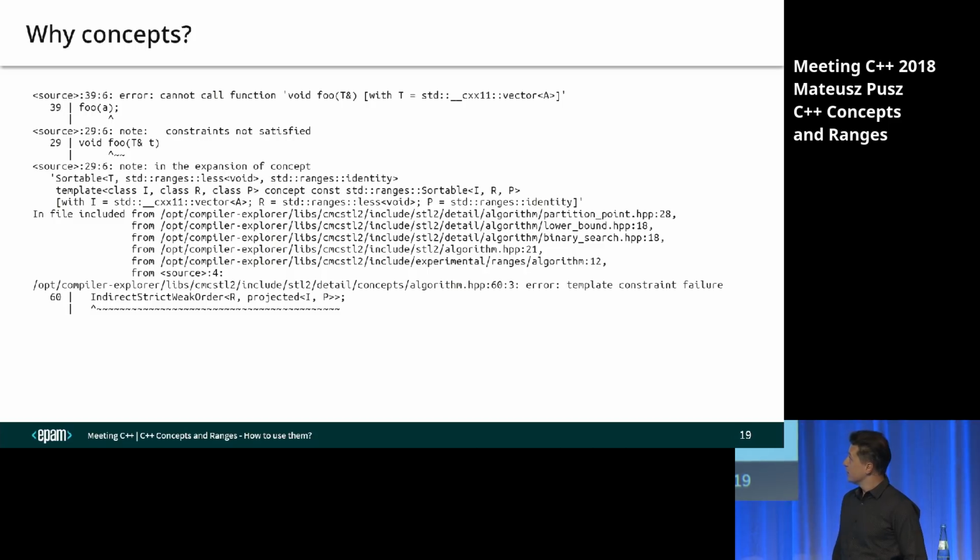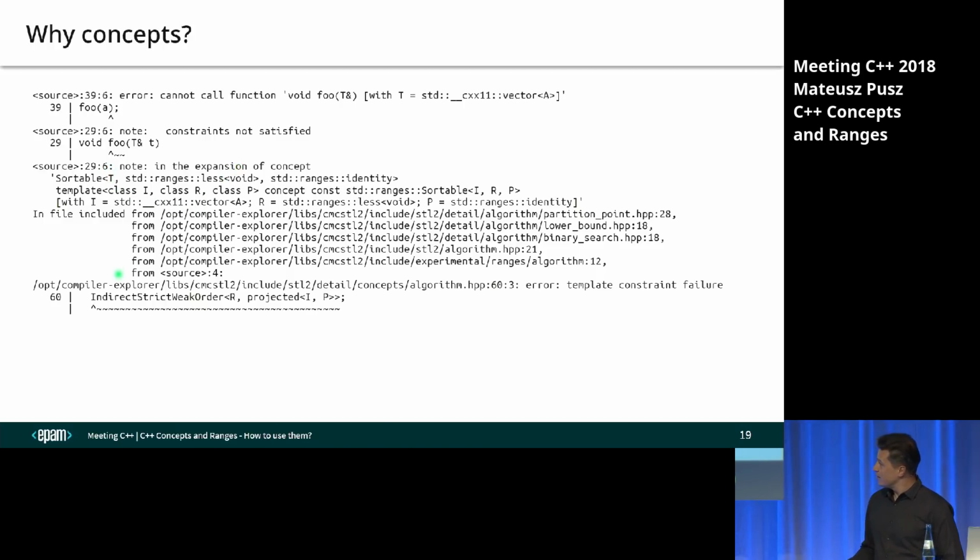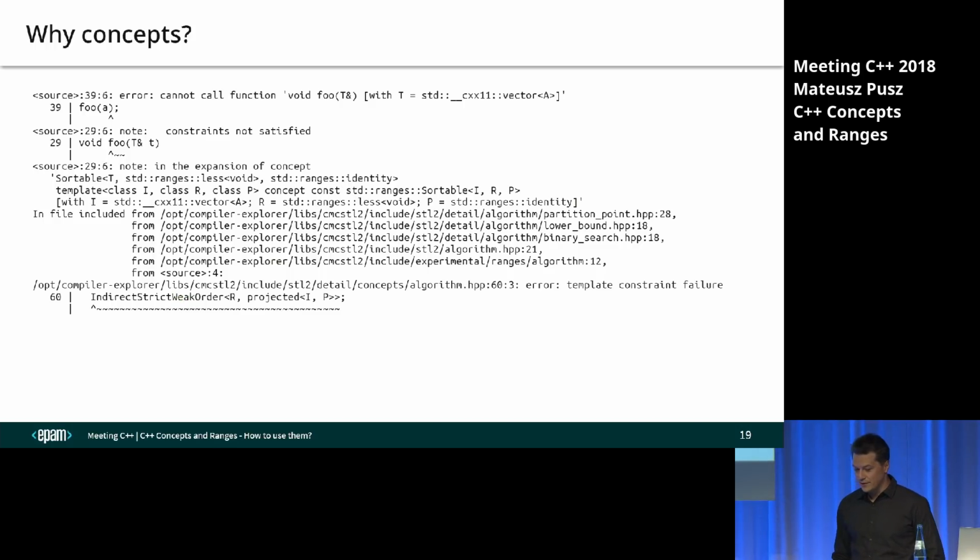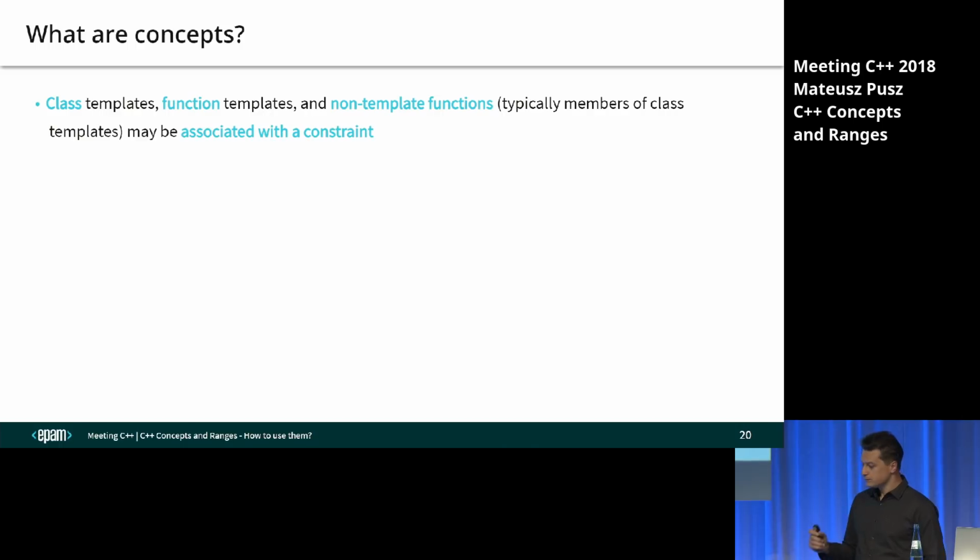Looking again into the error, this time we say that we cannot call function foo, not that we cannot find it, like in the previous case, because constraints are not satisfied, our sortable is not satisfied, and there is some indirect three-way order concept inside that is not satisfied. So this is how concepts help us provide information in the signature of the function template about the requirements of the types that can be passed to them.